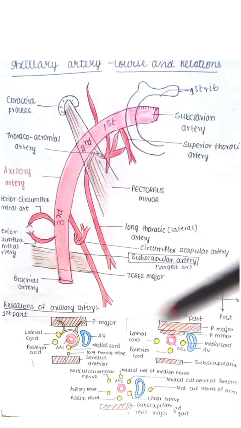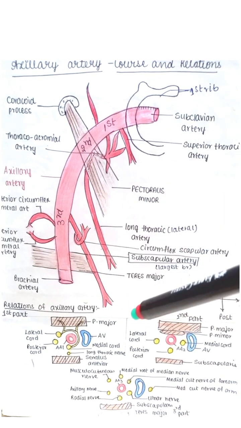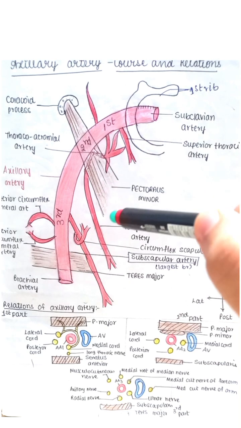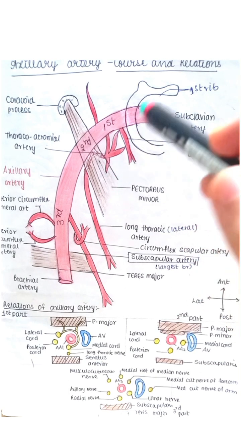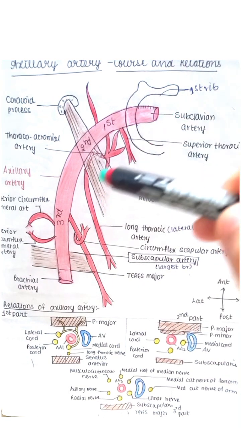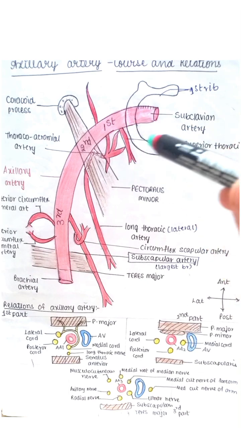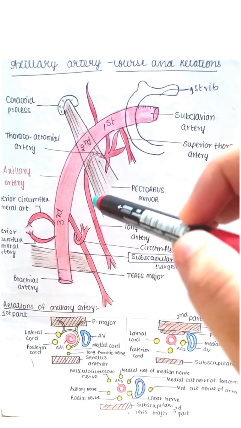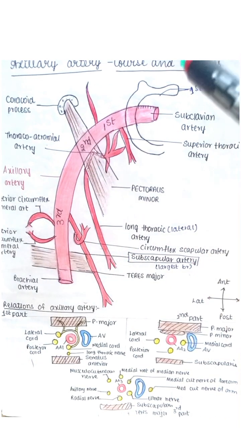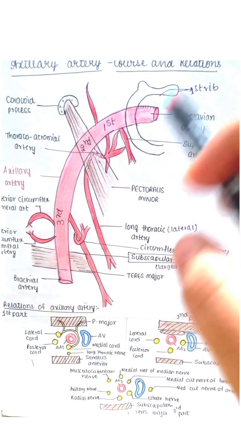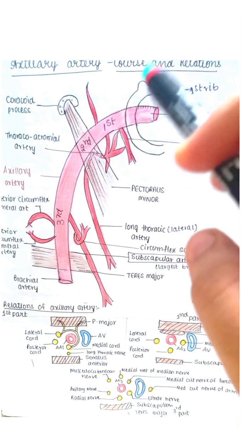There is a crucial muscle that divides the axillary artery into three major parts, that is the pectoralis minor muscle. The part of the artery superior to the muscle is the first part, the part deep to the muscle is the second part, and the third part is inferior to the pectoralis minor muscle. So the axillary artery is divided into three parts by pectoralis minor.